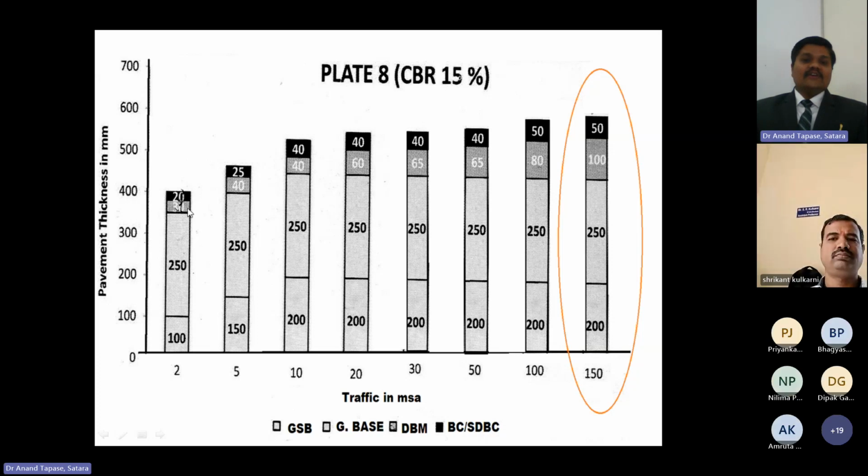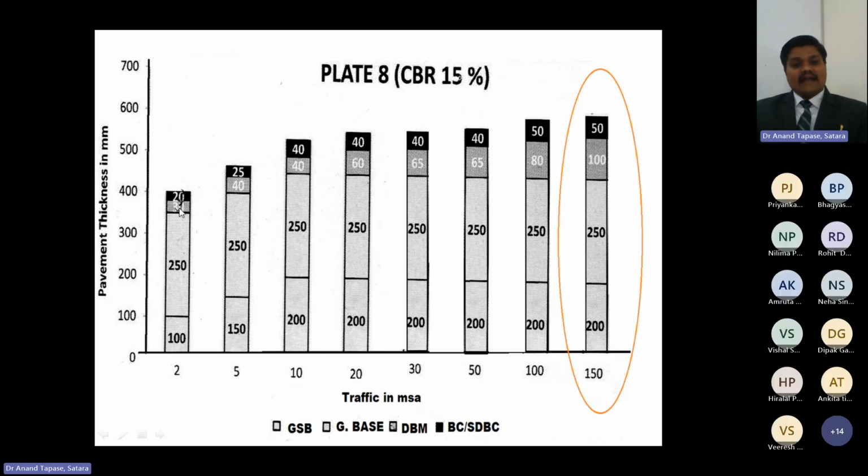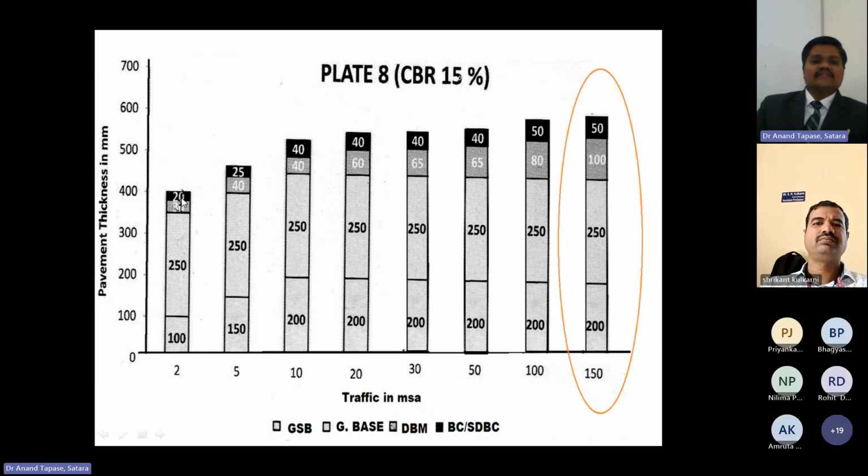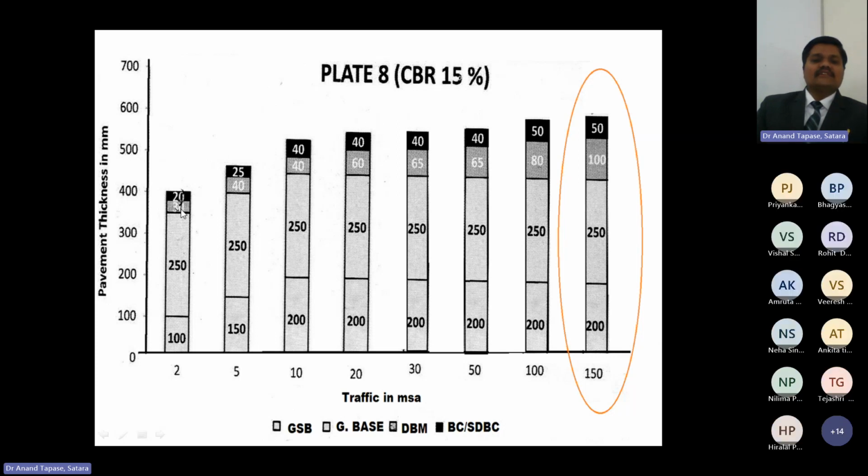That is the DBM. DBM is nothing but dense bituminous macadam, which is the second layer, and the top layer is the BC layer, that is the bituminous concrete layer. Here you can observe the thickness. The combined thickness is 20 plus 30, which is 50, and in this case the combined thickness is 50 plus 100, which is 150. So the thickness has changed around 3 times. Because of what? Because of traffic conditions.